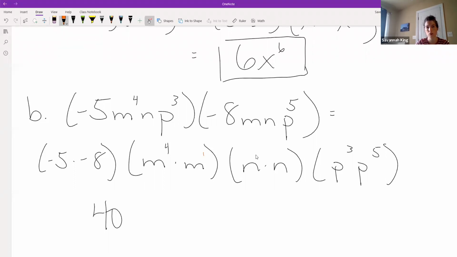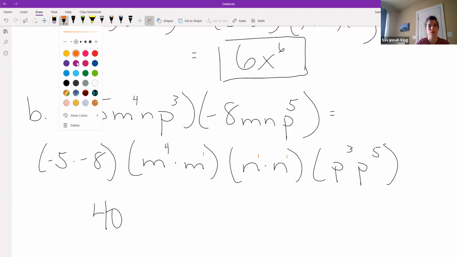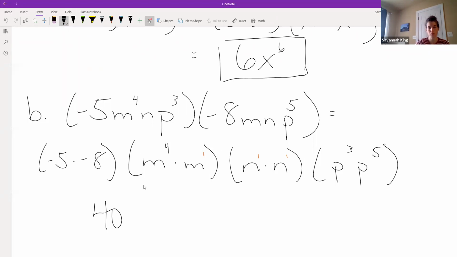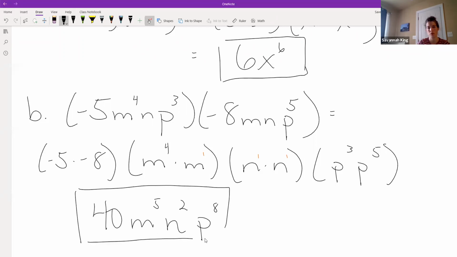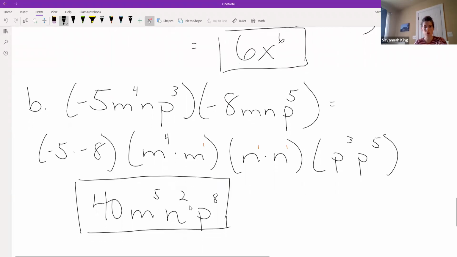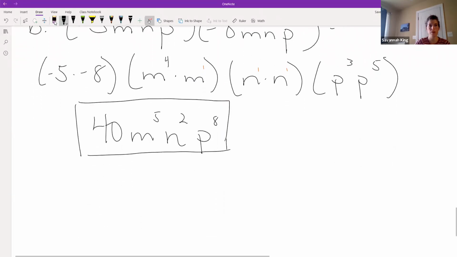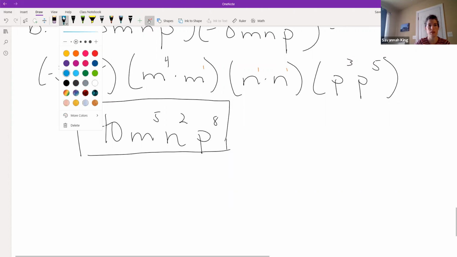So if it helps you, all of these guys here can have a first power. Sometimes it's nice to look at that. So we are going to have m to the fifth, we add 4 plus 1. N to the second, we add 1 plus 1. And p to the eighth, we add 3 plus 5. Okay, so a bit trickier, but nothing that you haven't done before. So let's move on to what happens in the next category.